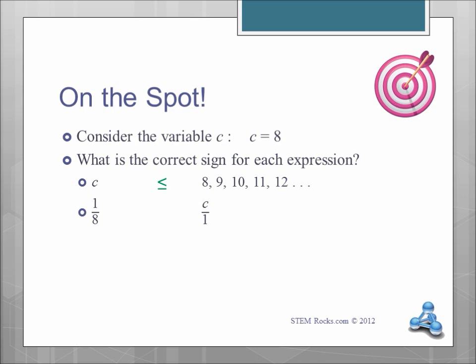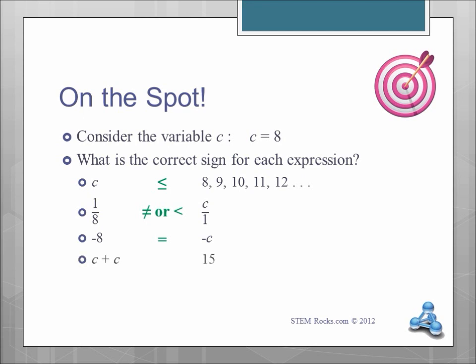Next, 1 over 8 and C over 1. This is a reciprocal, when you have a fraction and you switch the numerator and the denominator. In this case, you could use a does not equal sign or a less than, because C over 1 is equal to 8 over 1, which is 8. Next, negative 8 and negative C. They're equal to each other.